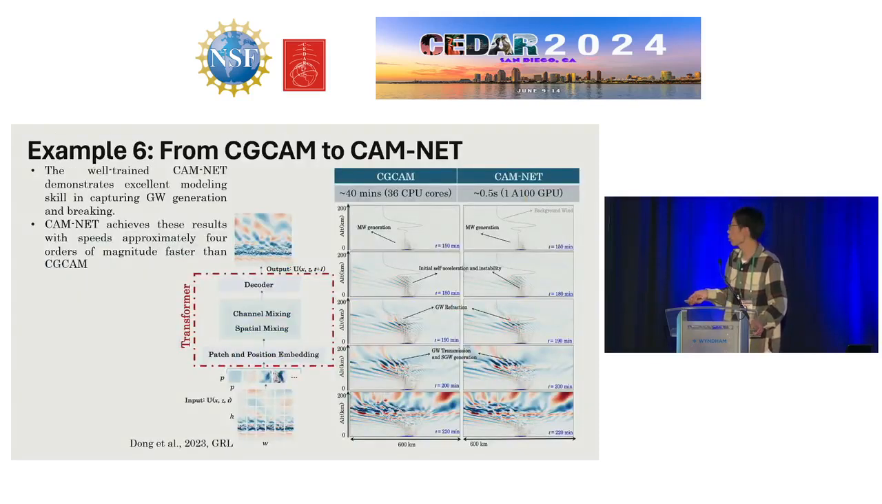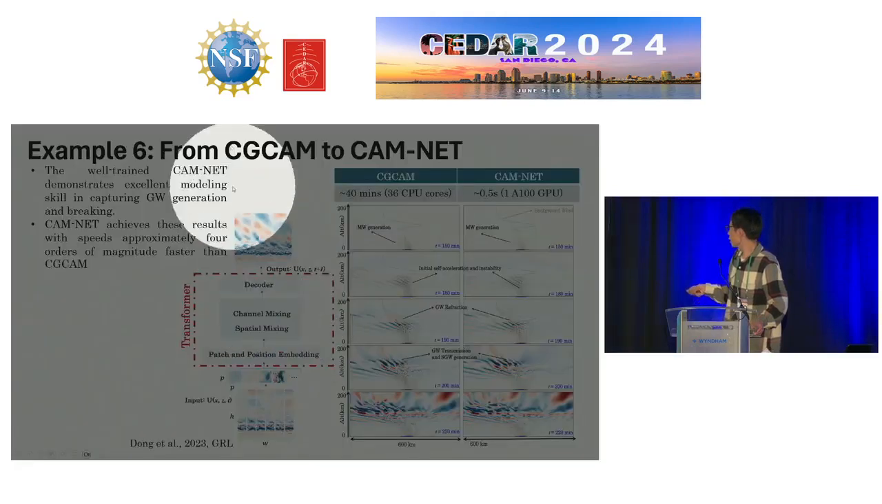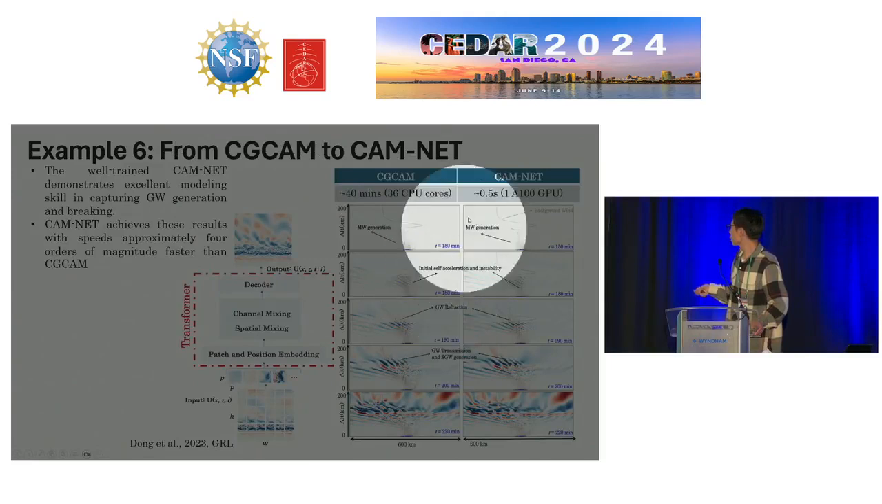CAMnet is a machine learning model. In this case, we use a transformer architecture to train on the CEDCAM simulation data. So we can say this is a CEDCAM result, this is a CAMnet result. We can say the CAMnet result can resemble the CEDCAM result very closely.